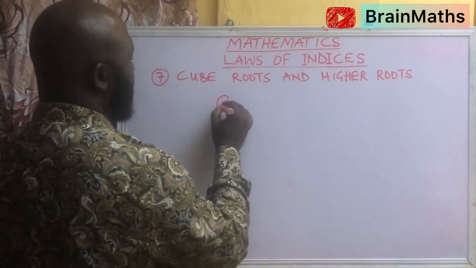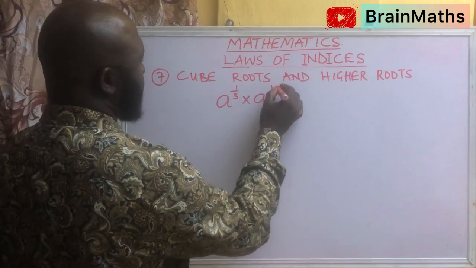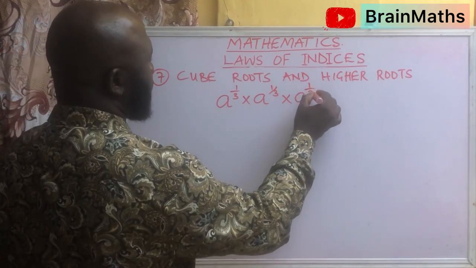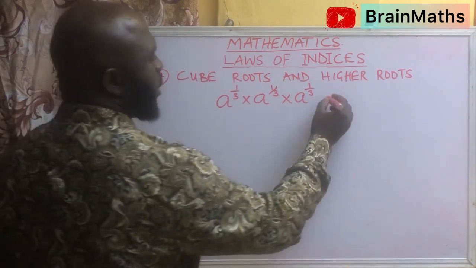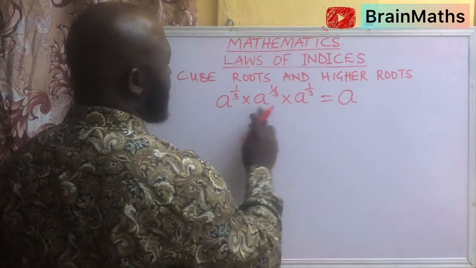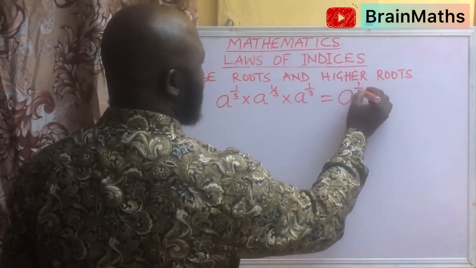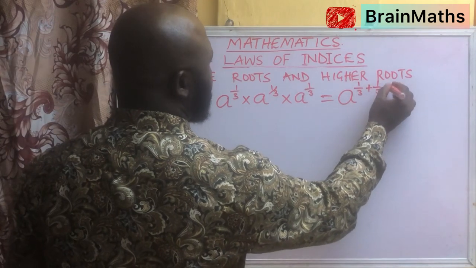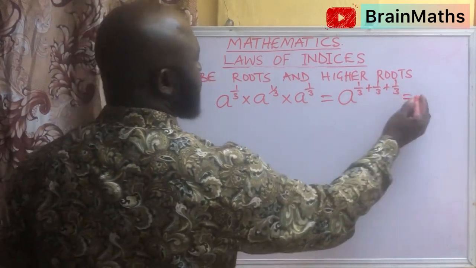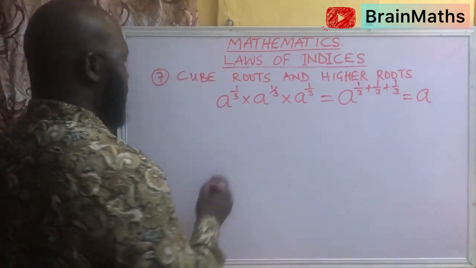The seventh rule has to do with cube roots and higher roots. If you have a raised to power 1 over 3 multiplied by another a raised to power 1 over 3 times another a raised to power 1 over 3, we can rewrite them using the first law that says whenever the bases are the same, we can add their powers. 1 over 3 plus 1 over 3 plus 1 over 3, and that is going to give us 1. So a raised to power 1 is the same thing as a.